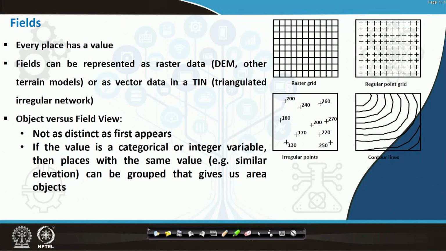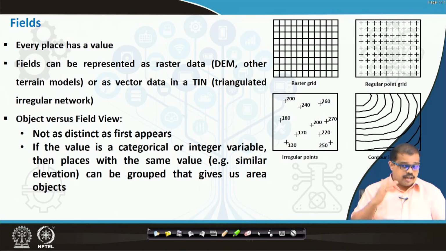represented as a field. Land use data can even be represented as an object if it is converted into lines, points or polygons. If all land use features are converted into polygons, then it becomes a polygon object. That is how we use objects and fields. Now, when you look at fields, every place has a value. Please remember this, it is extremely important: every place has a value.